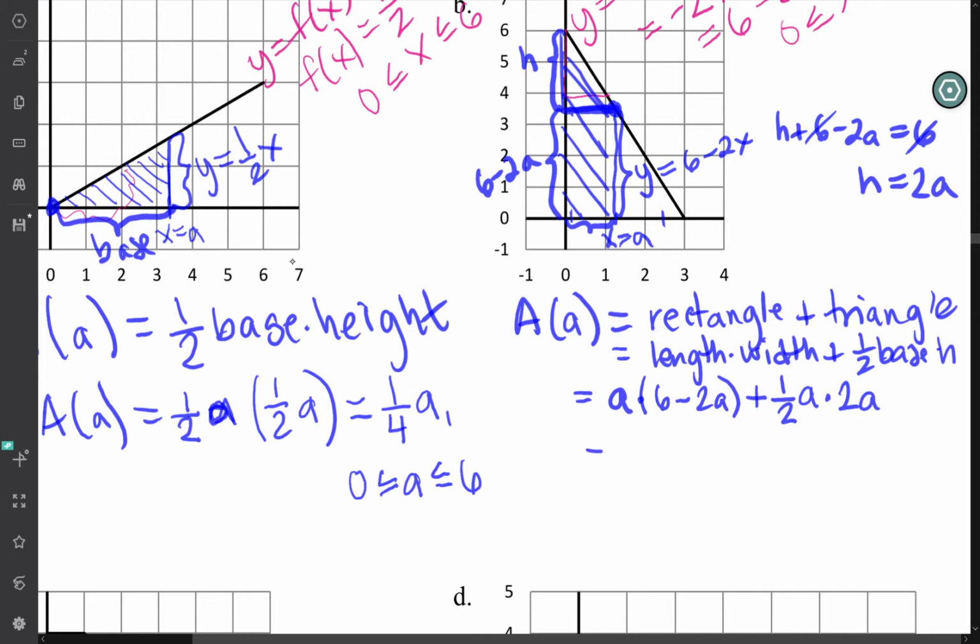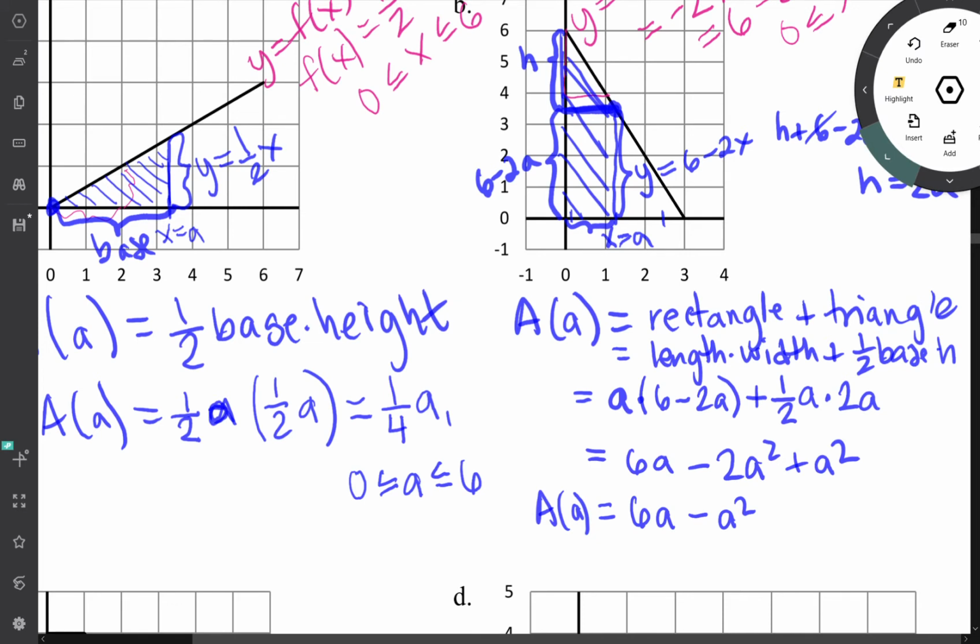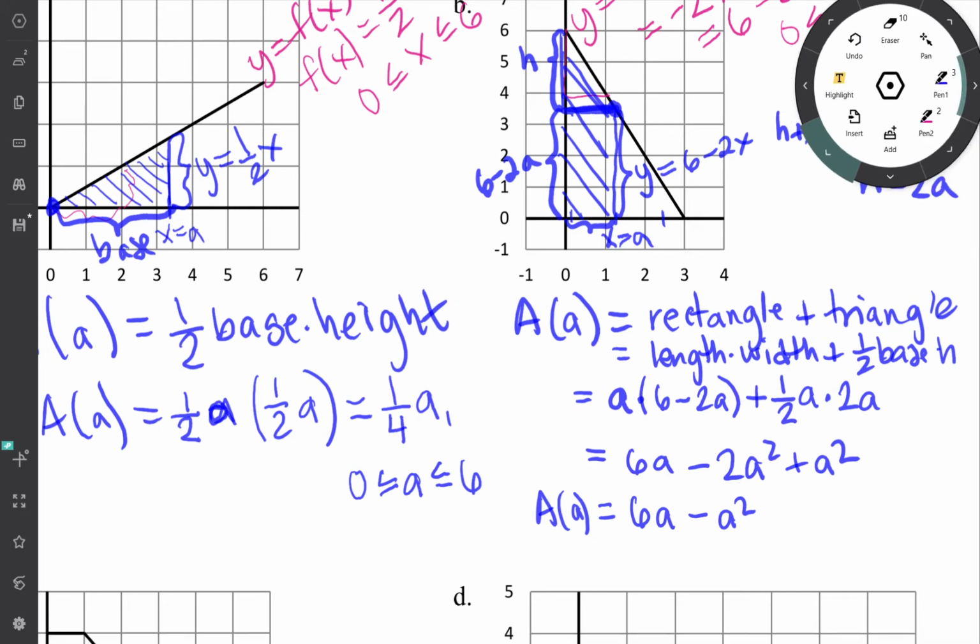So I am seeing a 6a minus 2a squared plus a squared, which means I have 6a minus a squared. And even on how I set that up, there are other ways, so I'm just going to mention one and not get you too sidetracked. But I would say, let me pick a different color.